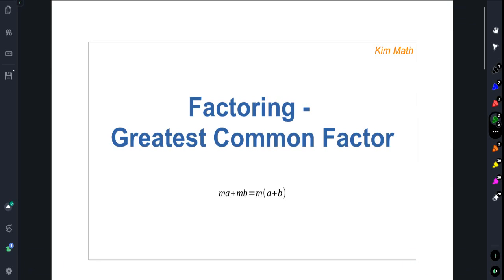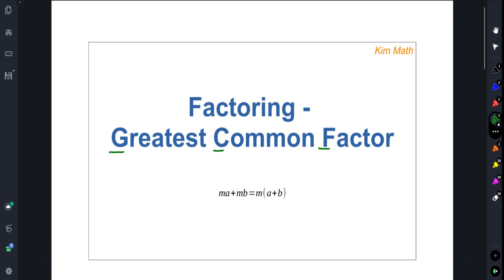Factoring is one of the most important concepts in math. Without factoring, in most cases it is almost impossible to solve a lot of equations. Okay, so factoring as a single topic is a very important one. Today we will discuss the first concept of factoring, greatest common factor.